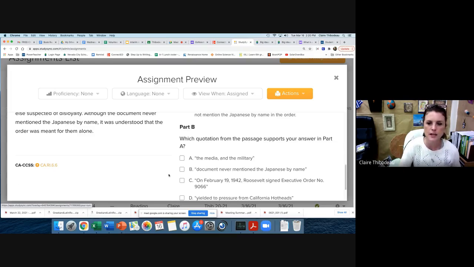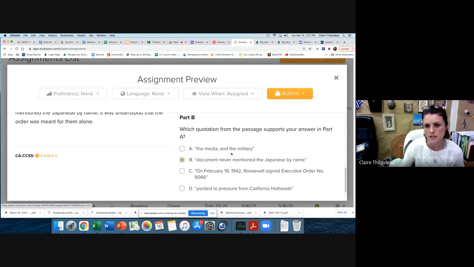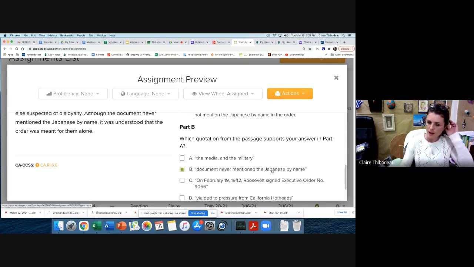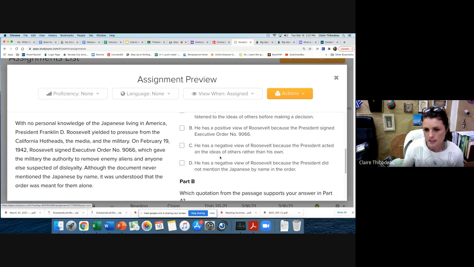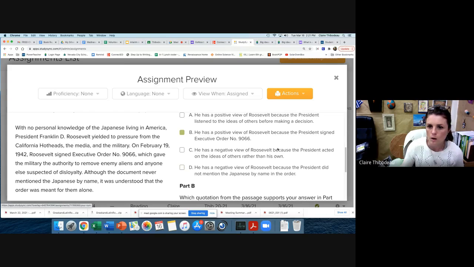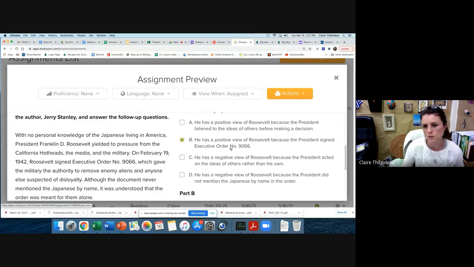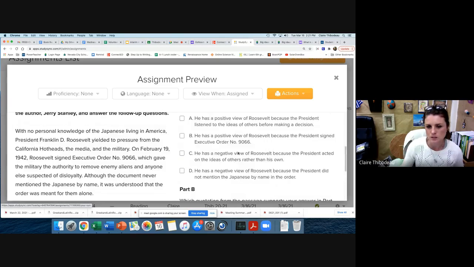Part B, which quotation from the passage supports your answer in part A? A, the media and the military. B, document never mentioned the Japanese by name. C, on February 19th, 1942, Roosevelt signed Executive Order number 9066, or D, yielded to pressure from California hotheads. So which one of these statements helped to either paint him in a positive or a negative light? And what words show that he acted on the ideas of others rather than his own, or that he did not mention the Japanese by name in the order, or that it has a positive view of Roosevelt because the president signed the order, or that there's a positive view of Roosevelt because the president listened to the ideas of others before making a decision. All right, so which one supports your answer in the first part?